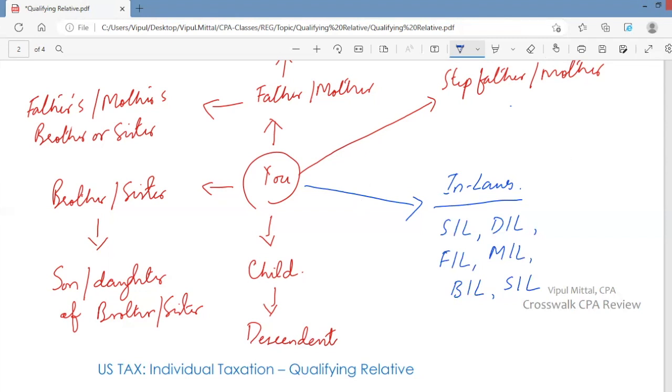All right. So if you want to claim someone as your qualifying relative, then that person is staying in your household for the entire year or someone who is related to you. And this definition of relationship is broad.